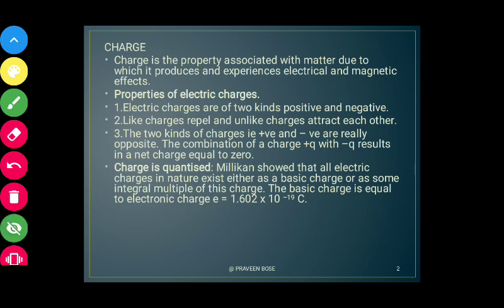Charges are characterized by, first one, charge is quantized. The meaning is, the charge of an object is a multiple of a basic value e equal to 1.6 into 10 raised to minus 19 Coulomb. It is actually the charge of an electron or a proton.